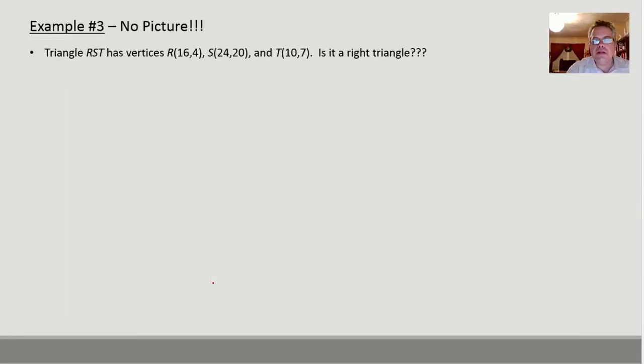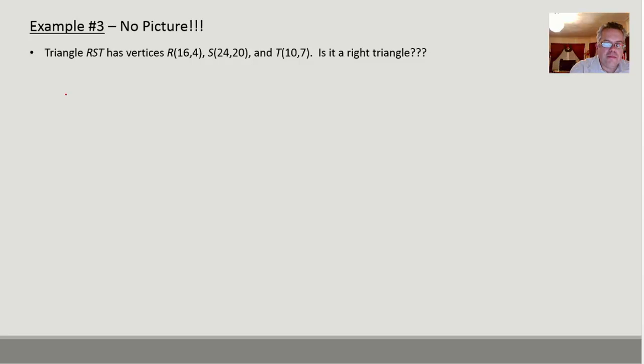All right, let's try this one. Is this one a right triangle? This time we have no picture. And that's why slope is powerful: I may not be given a graph, but just based on the coordinates, we can see if any two sides make a right angle. So we've got to find the slope between all the different sides.